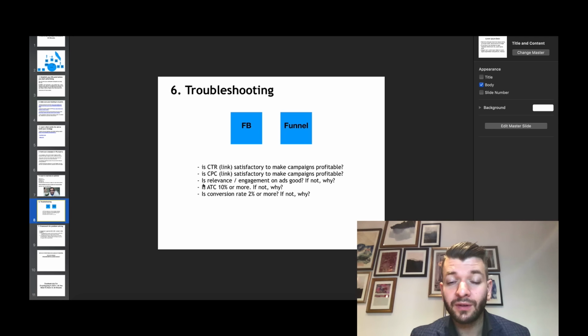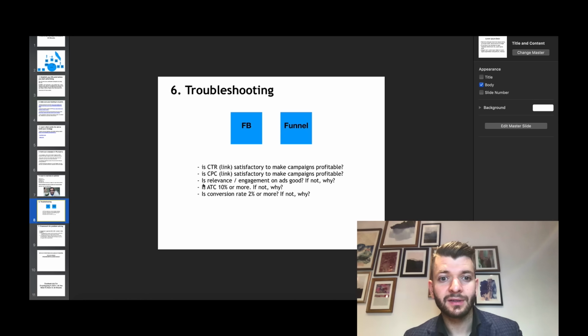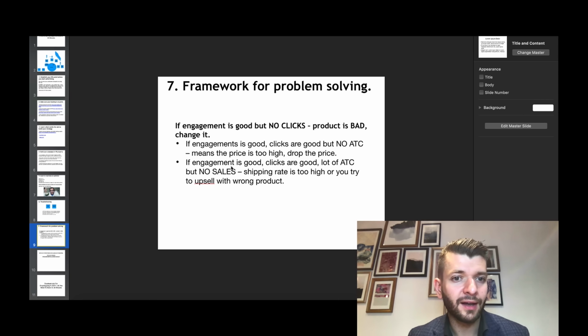Is conversion rate 2% or more? And if not, why? For example, if let's say 10% of people add to cart and then only 2% of them complete the purchase, there is some breakdown between people adding to the cart and completing their checkout. Maybe you need to have a floating bar, right, to remind people. Maybe you need to have cart abandonment sequences, right? So you need to think about how you can improve this whole funnel, that whole structure from beginning to the end.